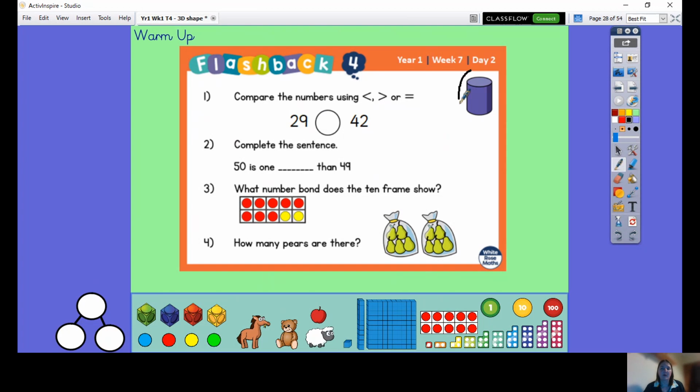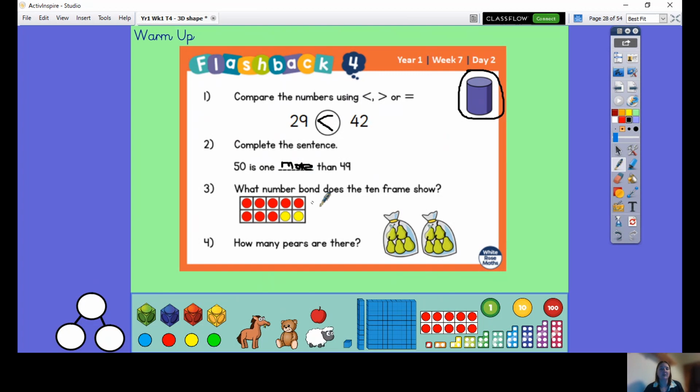So the bonus one then, what's this shape? This is a cylinder. Well done, I'm sure lots of you said that. Comparing these two numbers. So we've got 29 and 42. So they are both 2-digit numbers. We can look at the tens. This one's got 2 tens, this is 4 tens. I know that 2 tens is smaller than 4 tens, so I know that 29 is smaller than 42. And then complete this sentence. 50 is 1 more than 49.